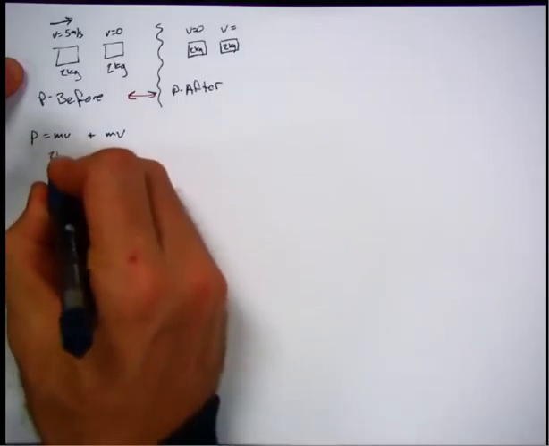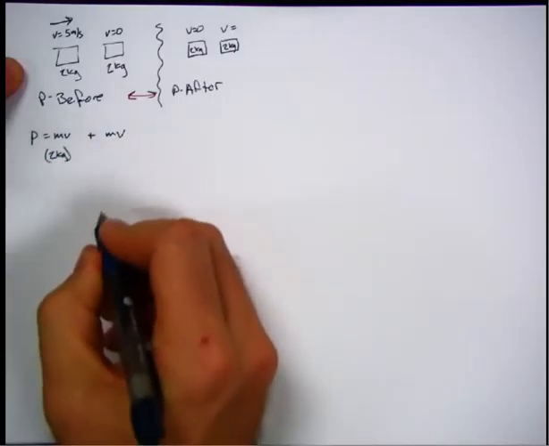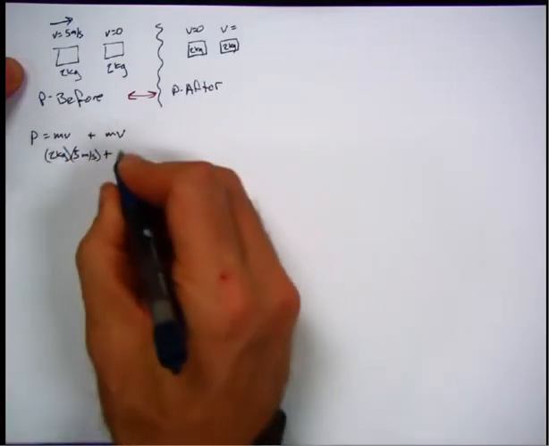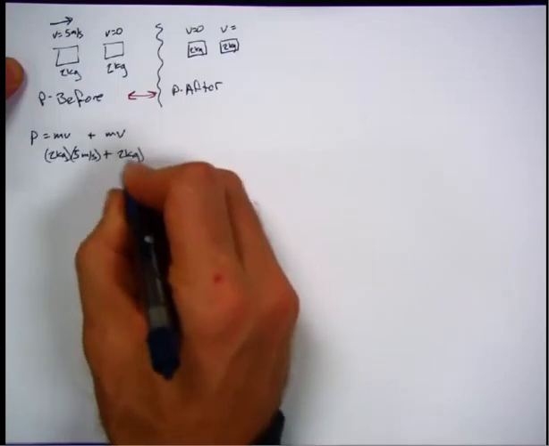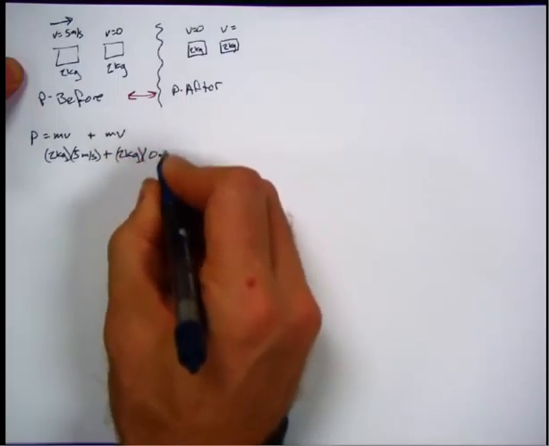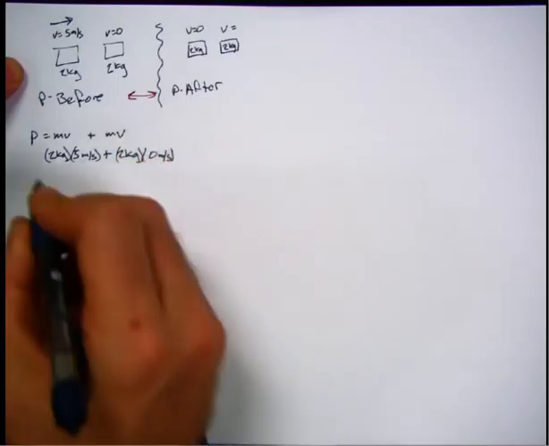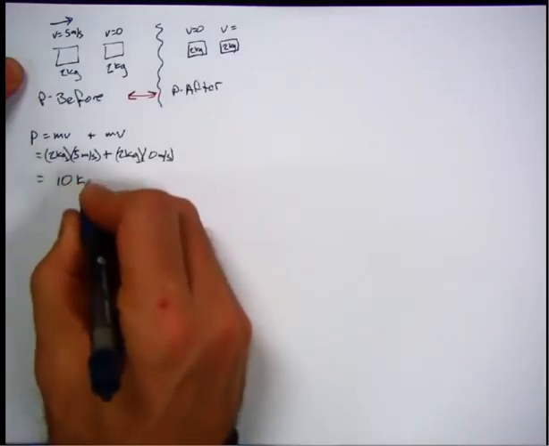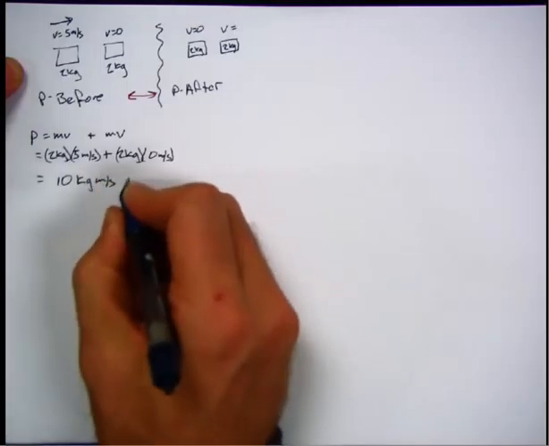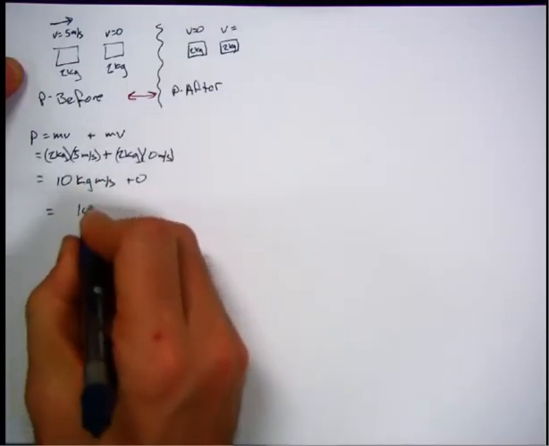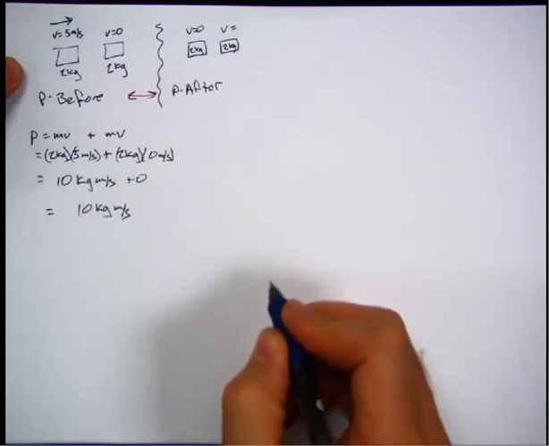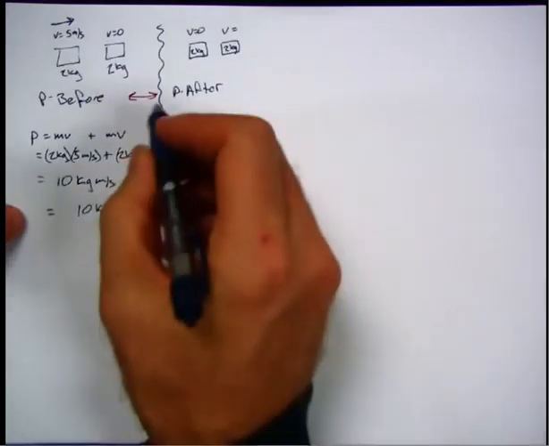So it is 2 kilograms times the velocity of 5 meters per second plus 2 kilograms for the second cart times 0 meters per second, which means that our total is 10 kilogram meters per second plus 0, or just 10 kilogram meters per second. That is my total momentum for both carts before the collision.